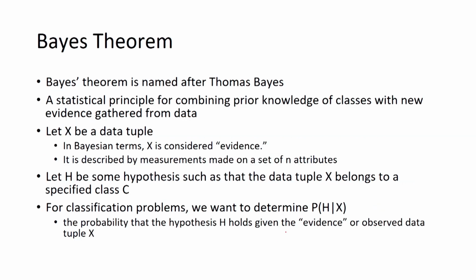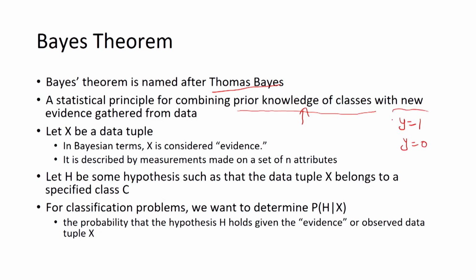Then let us see some facts about Bayes theorem. Bayes theorem is named after Thomas Bayes, and it is a statistical principle for combining prior knowledge of classes with new evidence gathered from the data. So, we will have some prior knowledge of the classes. We are trying to predict the class of a new instance, and we already have some prior knowledge of the classes, meaning what is the probability that the class will be 1, and what is the probability that the class will be 0.